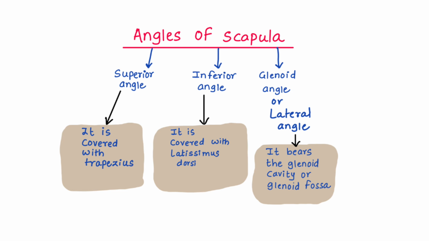The scapula has three angles: superior angle, inferior angle, and glenoid angle or lateral angle. The superior angle is covered with the trapezius muscle. The inferior angle is covered with the latissimus dorsi muscle. And the glenoid angle, which is also called the lateral angle, bears the glenoid cavity, also called the glenoid fossa.